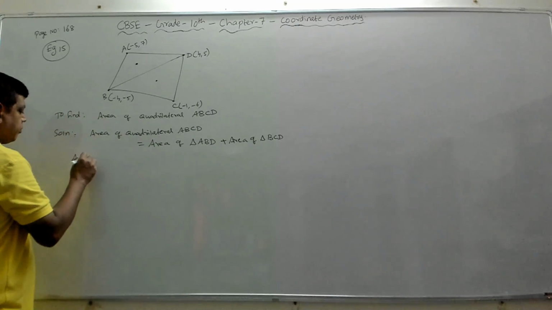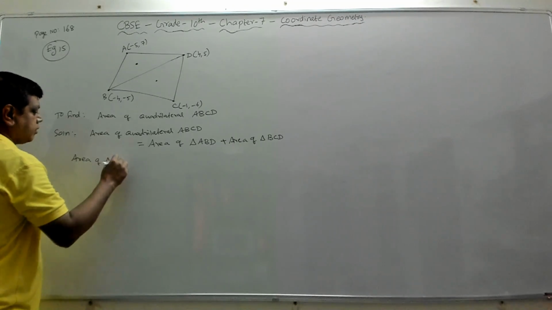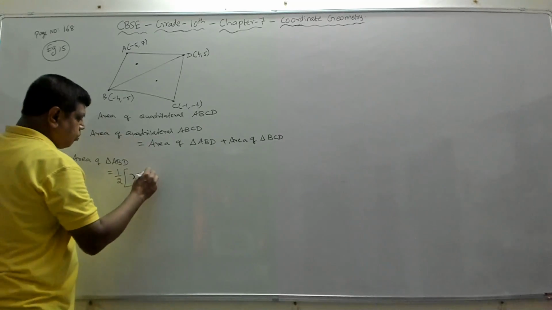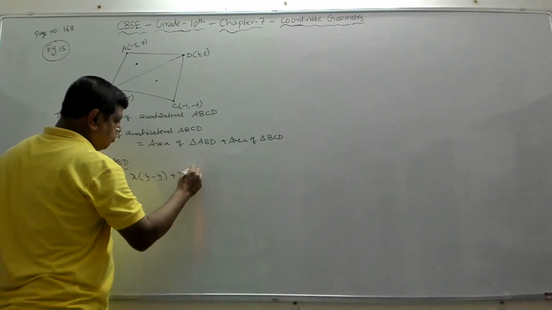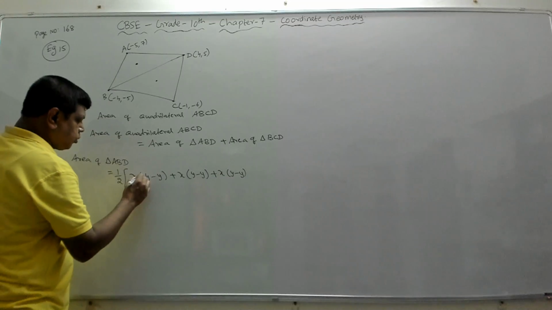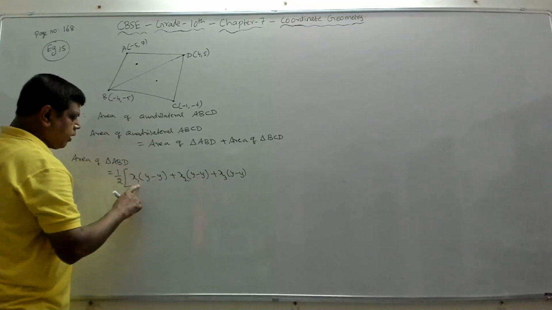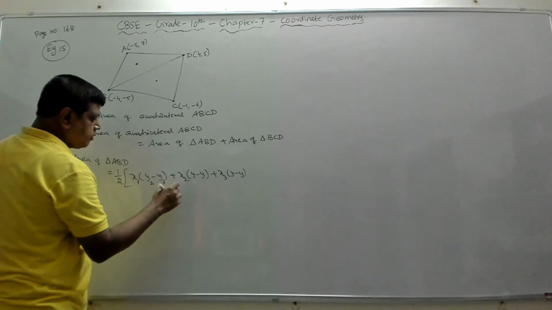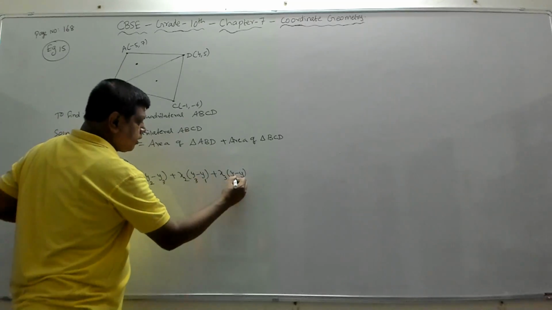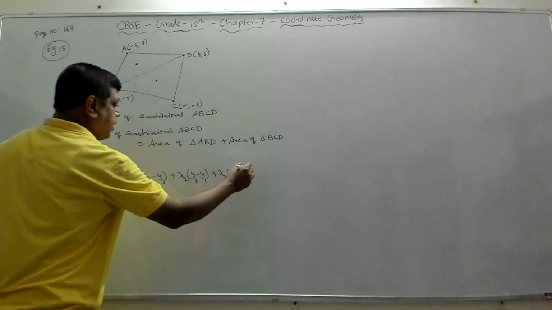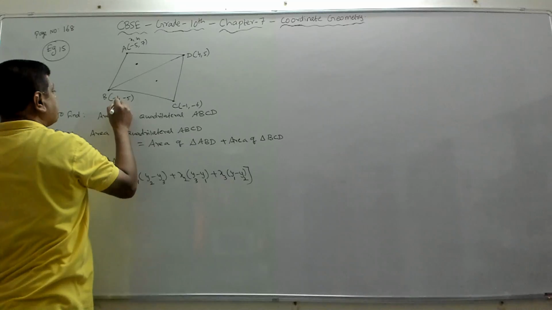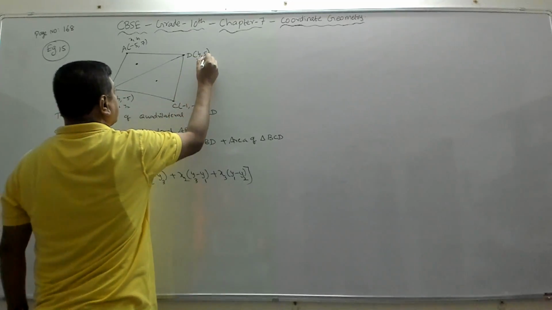So area of triangle ABD is equal to, again we know the formula, half of x1 into y2 minus y3 plus x2 into y3 minus y1 plus x3 into y1 minus y2. So we should put x1, 2 and 3, then 1. After 1 it is 2, after 2 it is 3, after 3 it is 1. So this is the area of the triangle, right? Now we'll take this as x1, y1, this as x2, y2, this as x3, y3.